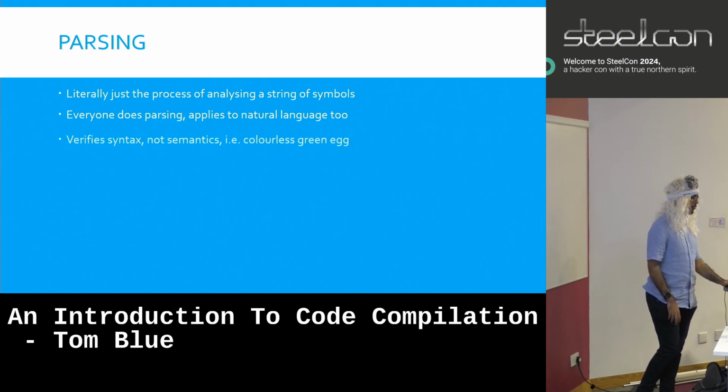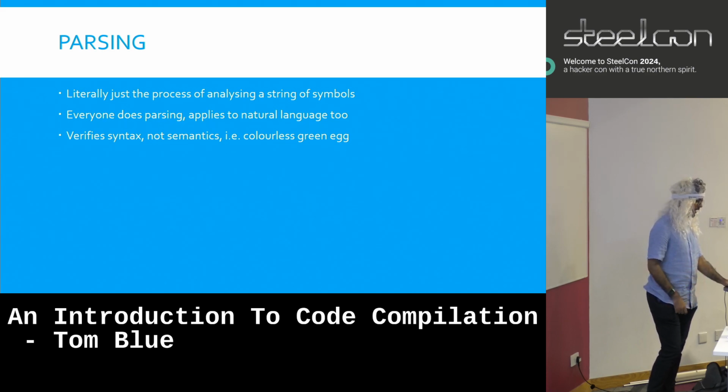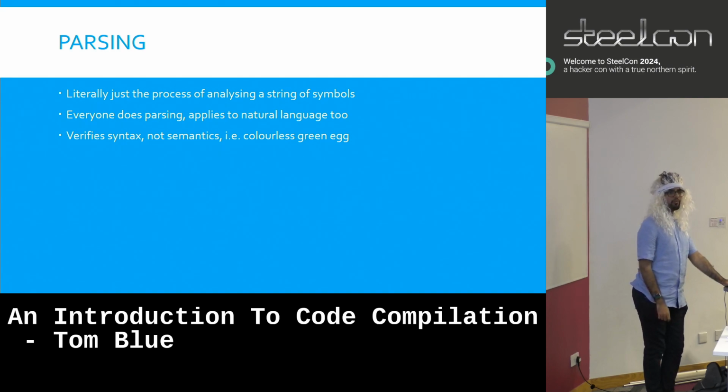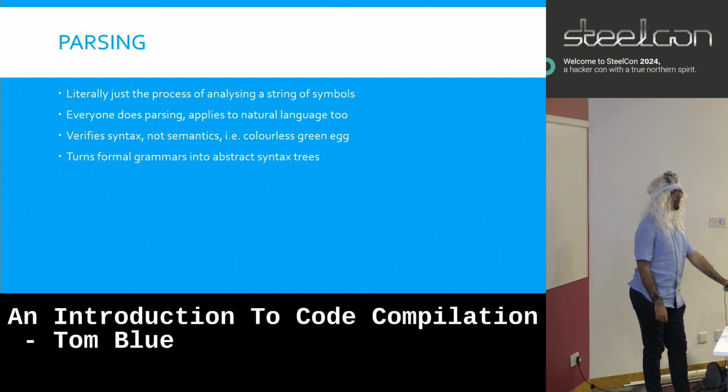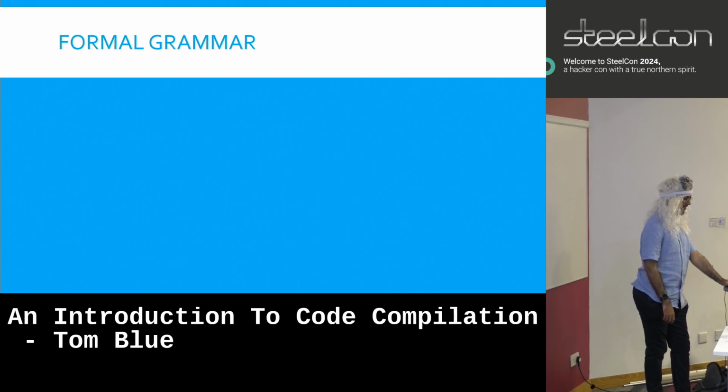So for example, the sentence colorless green egg is syntactically correct, but semantically colorless and green don't make any sense. So whilst this would pass, if we were pretending this was code, this would pass parsing, but semantic analysis would fail because the sentence doesn't make any sense. And in the context of programming languages and compilation, the parser turns formal grammars into abstract syntax trees, which was shown before. So what is a formal grammar?